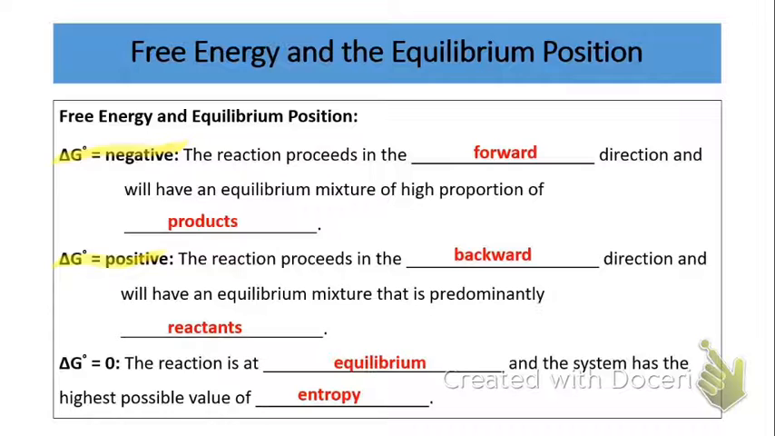But if delta G is 0, then the reaction is already currently at equilibrium, and the system has its highest possible entropy value. All right.